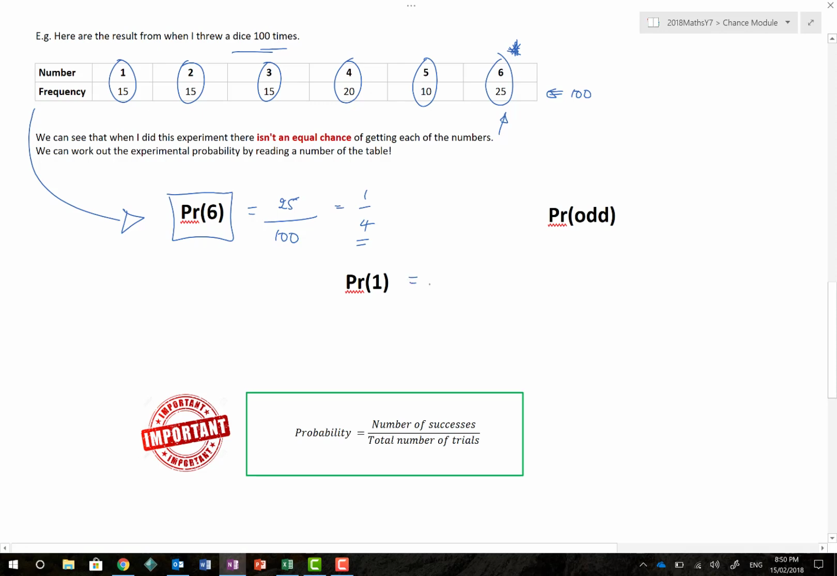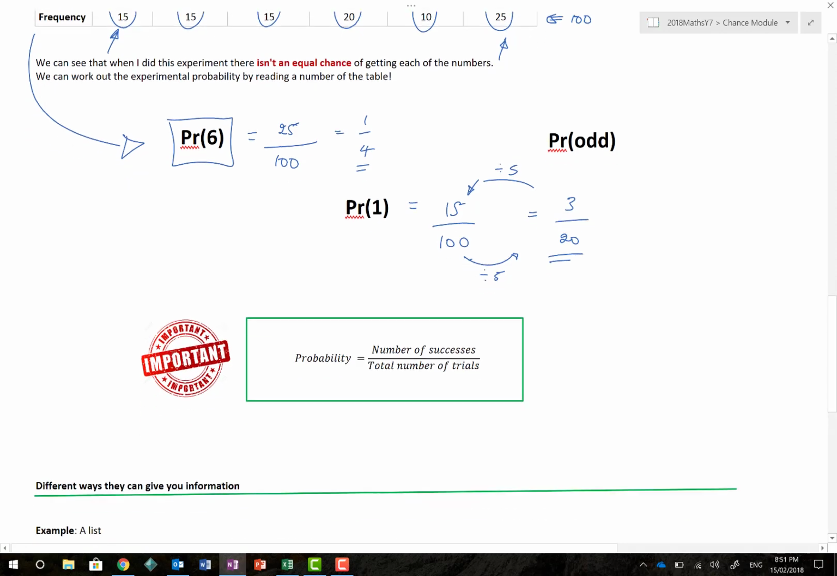What about the probability of getting a 1? Well, how many 1s did I get? I got 15. Out of how many times did I throw it? 100. This is a success. And again, for those of you who are guns at this, we'll know that I can divide each of those by 5, and I can cancel down. So that becomes 3 over 20, which I can't cancel down anymore. You guys can do this stuff. You're going to be brilliant at it.